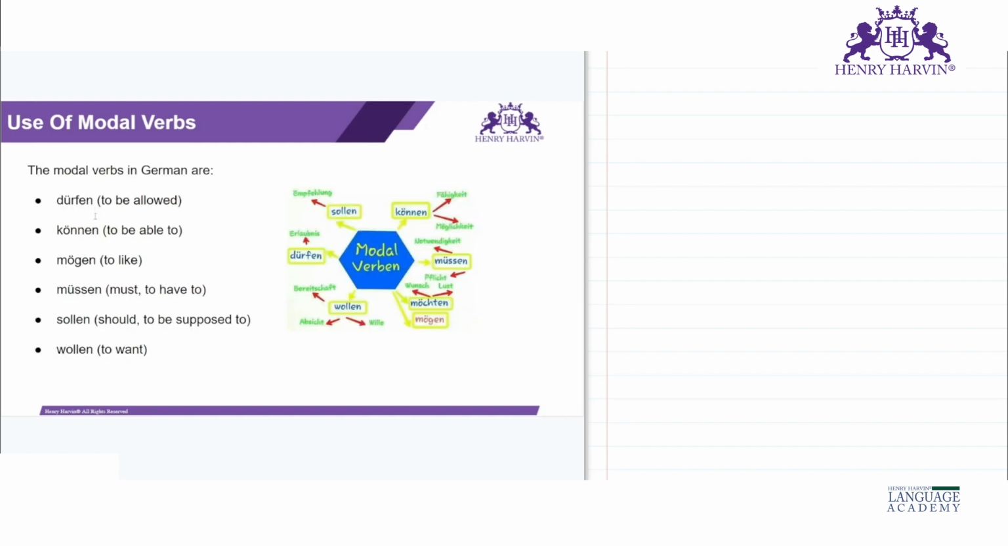These are the verbs that we have: dürfen, können, mögen, müssen, sollen, and wollen. Dürfen gives us the meaning to be allowed, können to be able to, mögen to like, müssen must and have to, sollen is should and to be supposed to, wollen means to want.